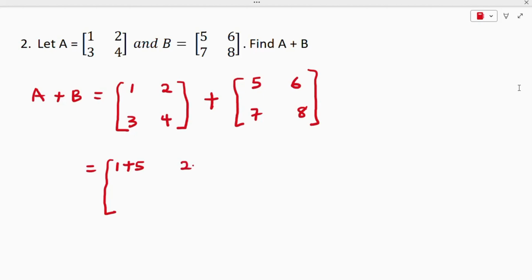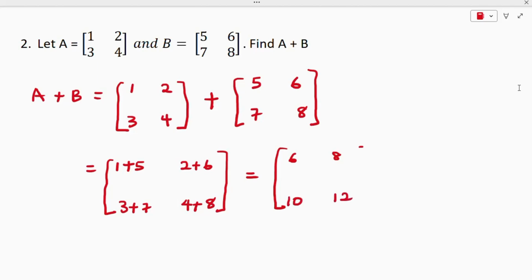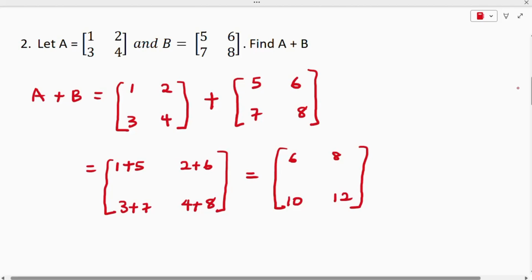So we have 2 plus 6. Right here we have 3 plus 7. And right here we have 4 plus, we take the value here, which is 8. So adding this, 1 plus 5 is 6. 2 plus 6 is 8. 3 plus 7 is going to give us 10. And 4 plus 8 is going to give us 12. And this becomes the answer. Let's go on to example 3.